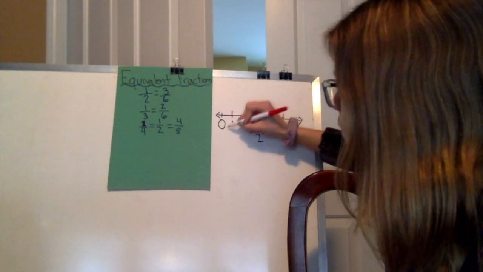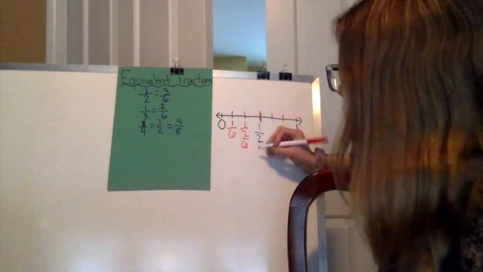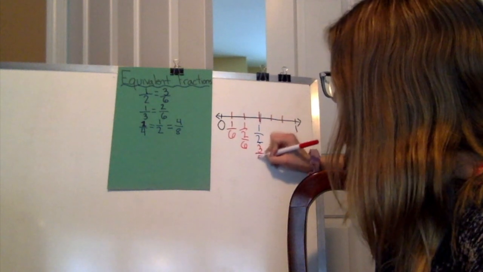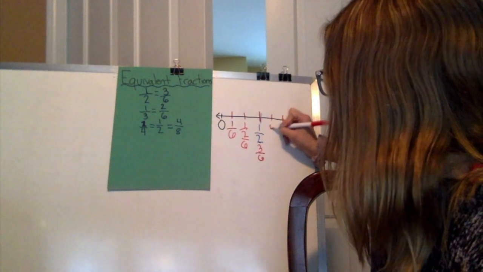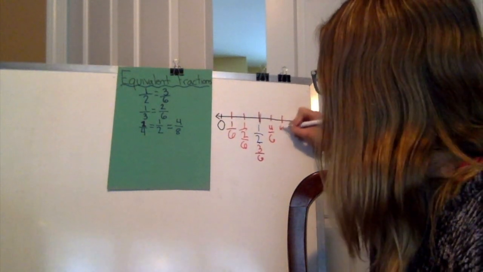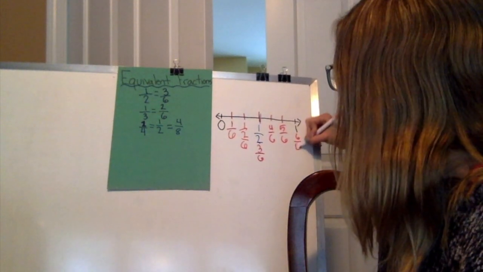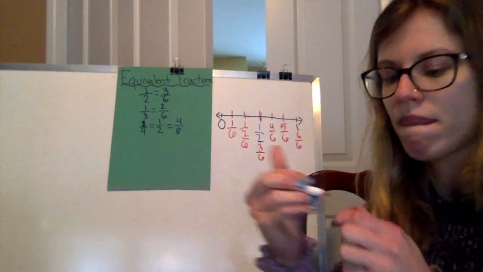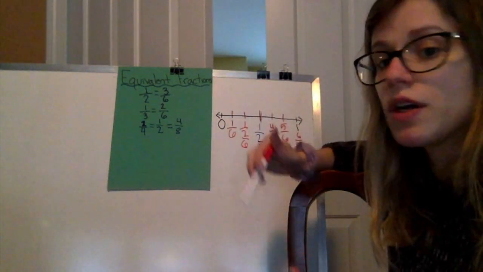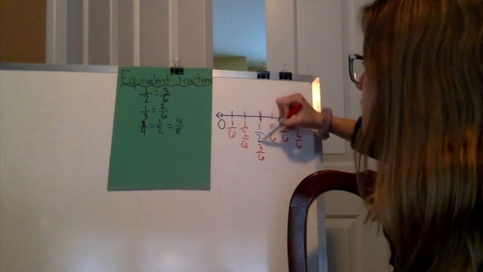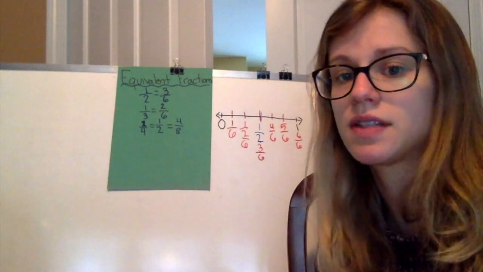And this is 1/6, 2/6. 3/6 is exactly where 1/2 is. 4/6, 5/6, and my 1 is 6/6. And I'm able to see that they're equivalent, or the same or equal, because they both fall on my number line in the same place, just how they would fill up my fraction bar the same amount.